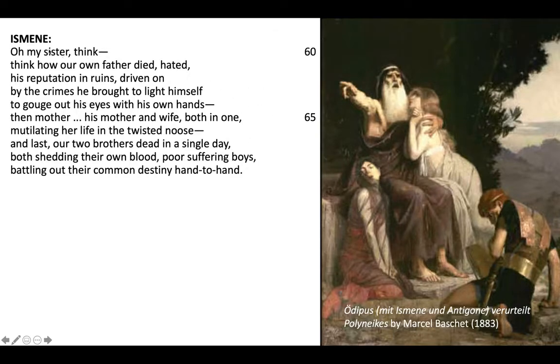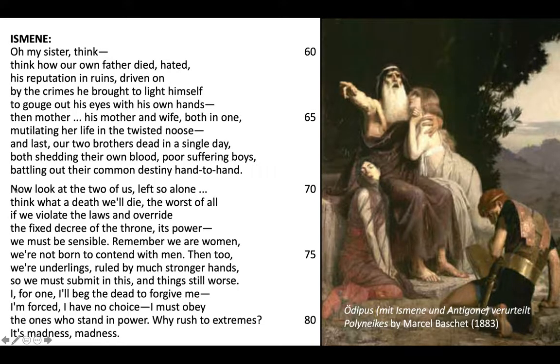Meanwhile, these two young women are in Thebes without protectors, and that's what these lines speak to. Now look at the two of us, left so alone. Think what a death we'll die, the worst of all, if we violate the laws and override the fixed decree of the throne, its power. We must be sensible. Remember, we are women. We're not born to contend with men. Then, too, we're underlings, ruled by much stronger hands. So we must submit in this, and things still worse.